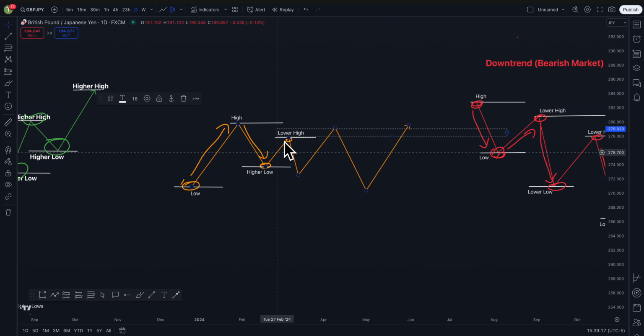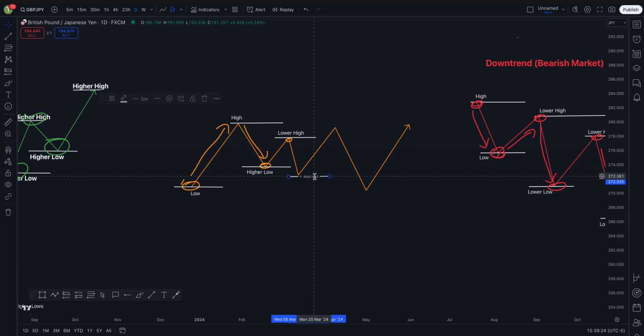And then after making that lower high, it made a lower low, which is this point right here. Making that lower low means that it's also not an uptrend, right? Because it made a lower high, then it made a lower low. It could indicate that it is a downtrend, because it's creating lower highs and lower lows at this leg.